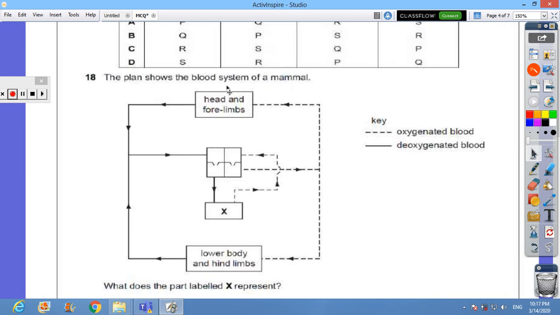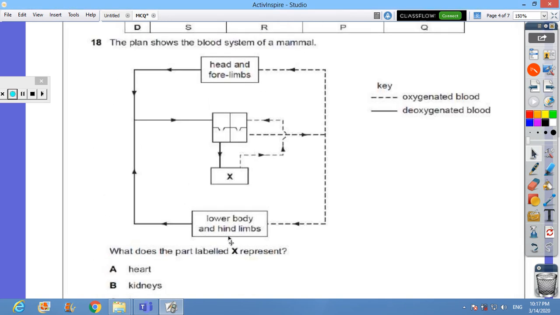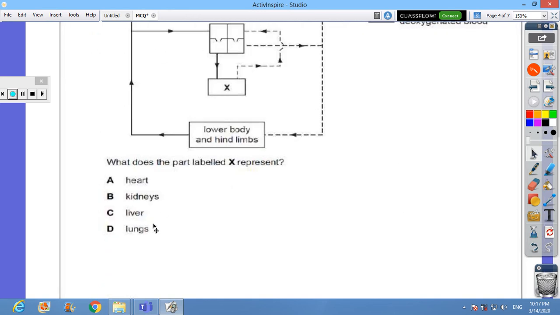The diagram shows the blood system of a mammal. What does the part labeled X stand for? X must be a lung, because the blood exits this ventricle to the lung and then back to the atrium of the other side. That's why the answer is D.